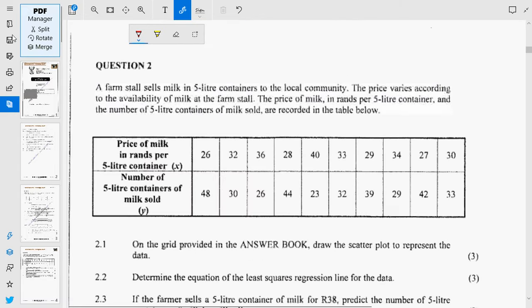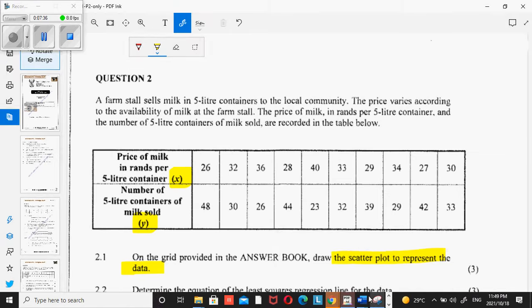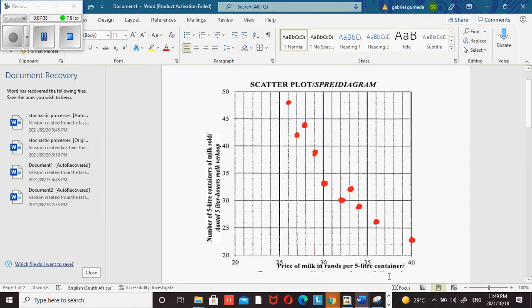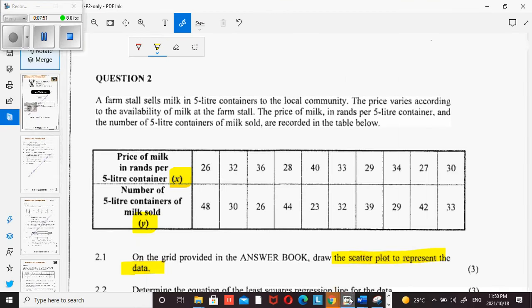The second question is based on regression. So you are given the x values and you are given the y values, and you are asked to draw a scatter plot representing this data. So this is straightforward. It's a matter of plotting your points. If you plot your points, you're going to get something that looks like this. The only thing you're doing is plotting x against y. We have been plotting points since grade 8. So that was a very straightforward question.